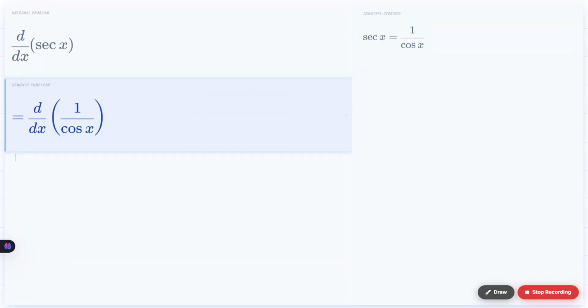We write the problem as d/dx of 1 divided by cosine. We do this to show our new version of the problem. We use the same term from the step before.